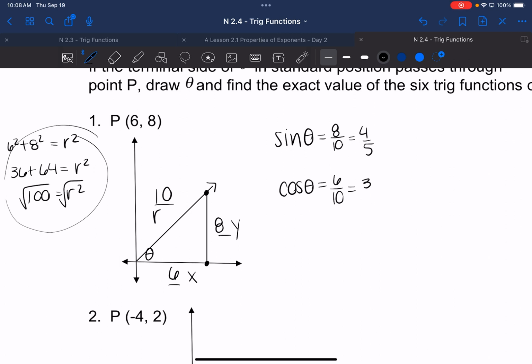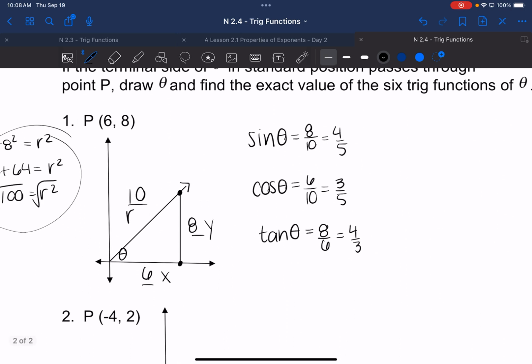Good. All right, and then we need tangent. Tangent used to be opposite over adjacent, which is now y over x. So that's going to be 8 over 6, which simplifies to 4/3. All right. Okay, so there's the first 3. Now we need their reciprocals. So we're going to start with sine.